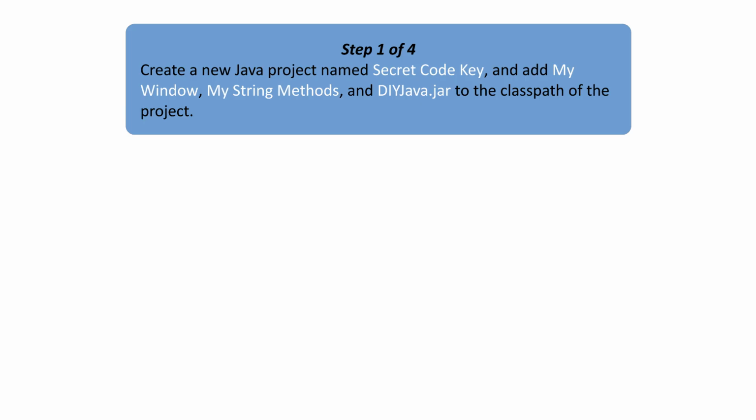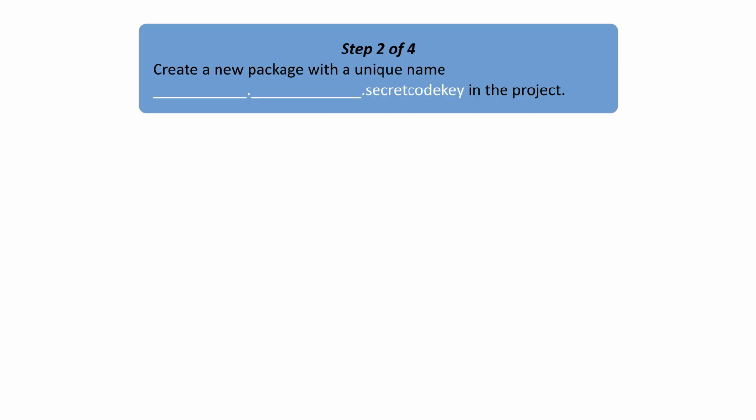First, create a new Java project named Secret Code Key and add MyWindow, MyStringMethods, and DIYJava.jar to the class path of the project. Hint: MyWindow and MyStringMethods are Java projects. DIYJava.jar is an external jar file. Next, create a new Java package with a unique name. I named mine Annette.Gotland.SecretCodeKey.